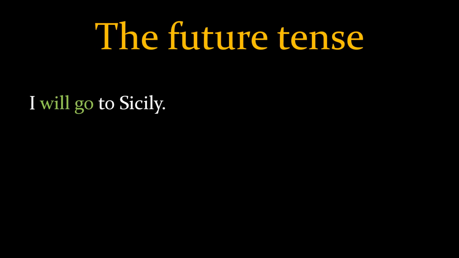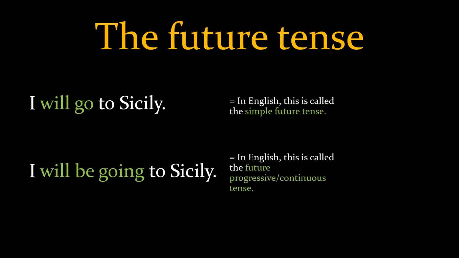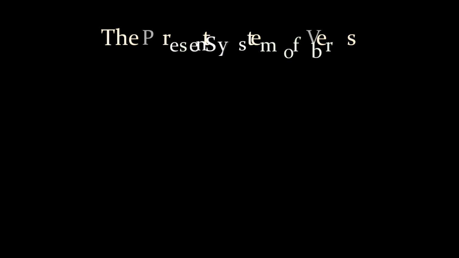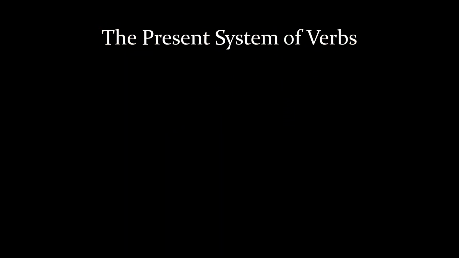Now also, since we're doing the imperfect tense, we'll also add the future tense. This one's a little bit easier to understand. I will go to Sicily. This is called the simple future tense. And this is I will be going to Sicily. Also a future tense sentence. This is called the future progressive or the future continuous tense when we talk about English grammar. And when we have these three tenses, the present, the imperfect, and the future, we make up something called the present system of verbs.